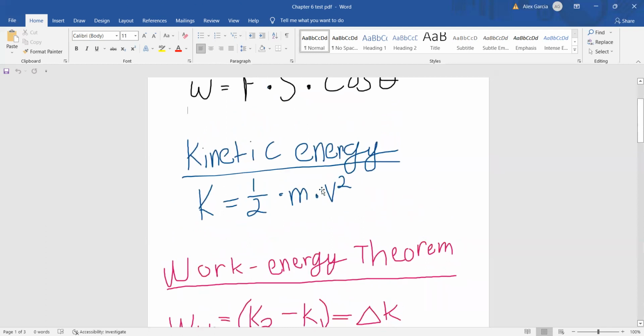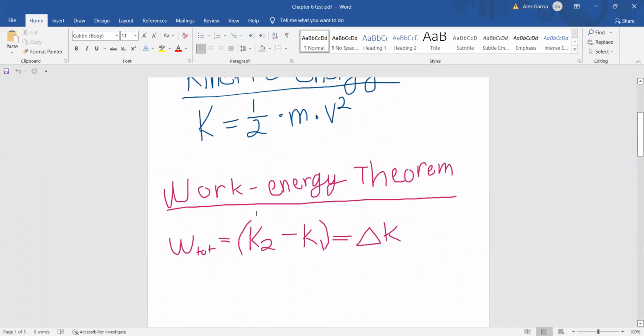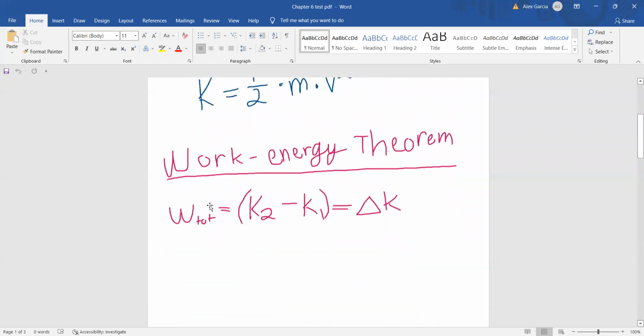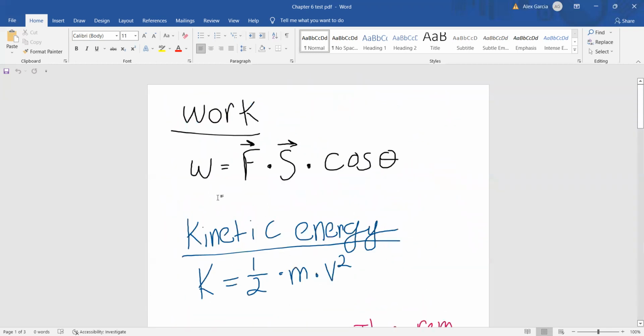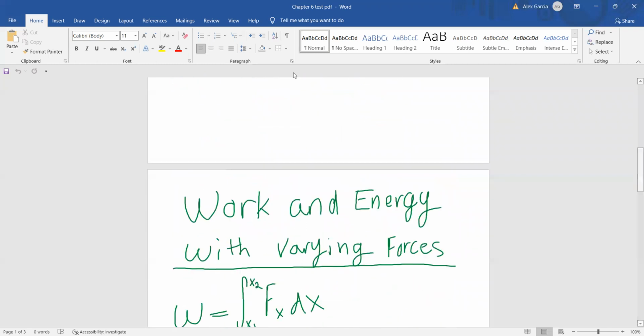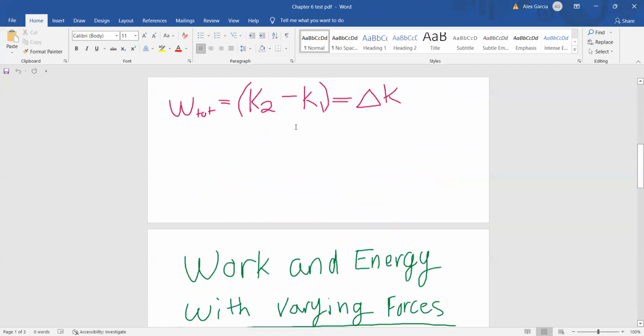So if you find the initial kinetic energy using this formula and then do the same for the final kinetic energy, you can find its total work by plugging in those two numbers and subtracting your initial from your final, and you'll get your total work. And that could give you a myriad of other things as well, manipulating those formulas.